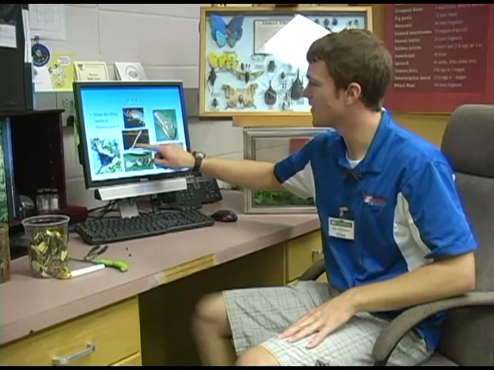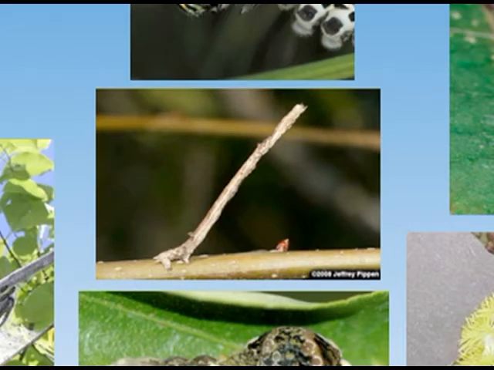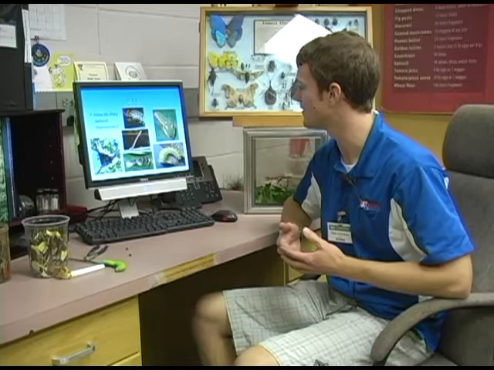And how about this stick right here? Wait a minute, that's not a stick. That's a caterpillar pretending to be a stick. So you can camouflage and not be seen. It's another way to defend yourselves.